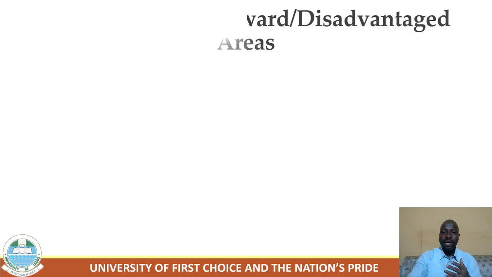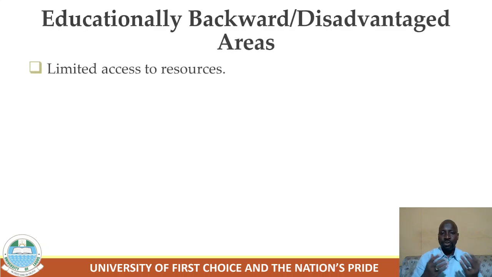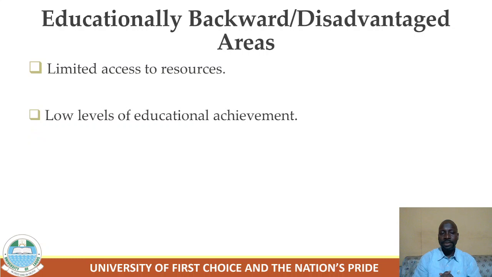Now, first and foremost, I want to be speaking on educationally backward or educationally disadvantaged areas. And for us to be able to identify such areas, there are certain features that characterize these areas. The first one is that any area that is regarded as educationally backward would be the area that is having limited access to educational resources.